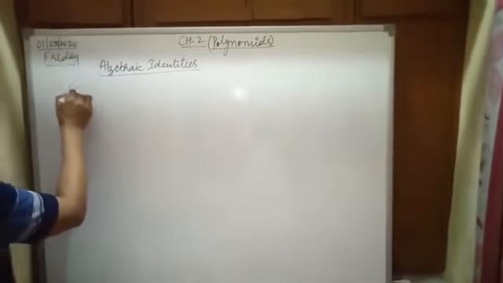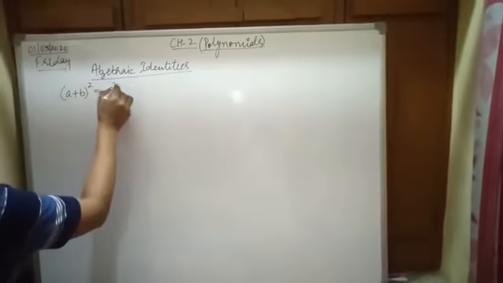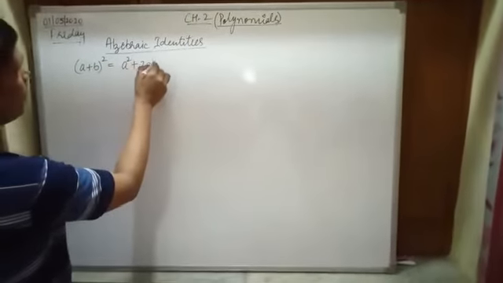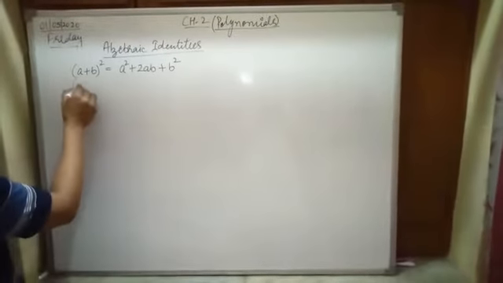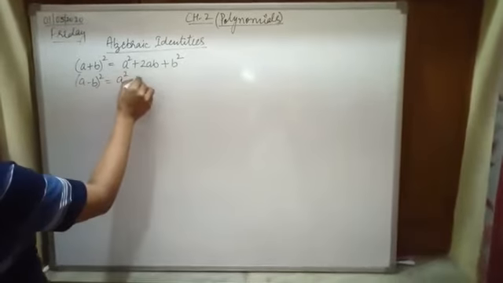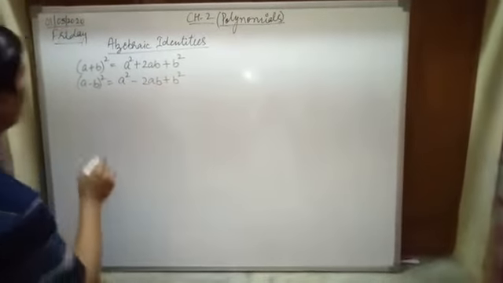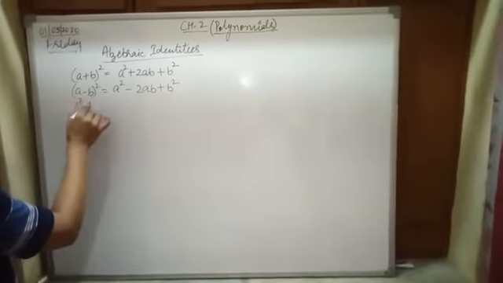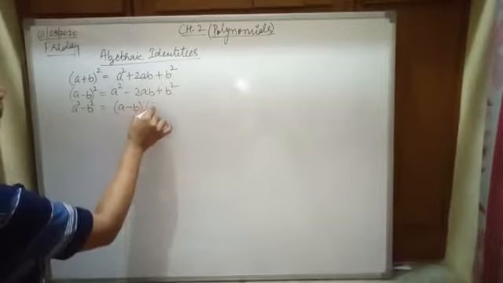First, (a plus b) whole square. As we know, the formula is a square plus 2ab plus b square. (a minus b) whole square is a square minus 2ab plus b square. These are the basic identities. A square minus b square, then it is one time plus and one time minus.